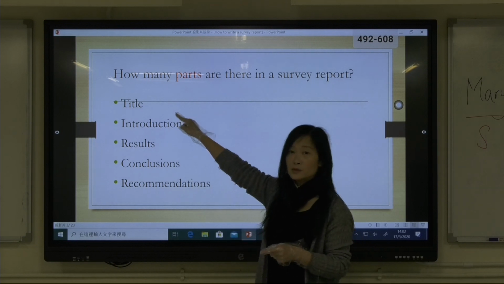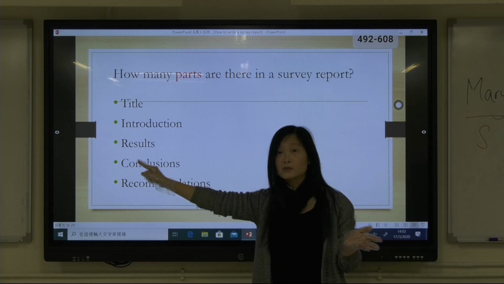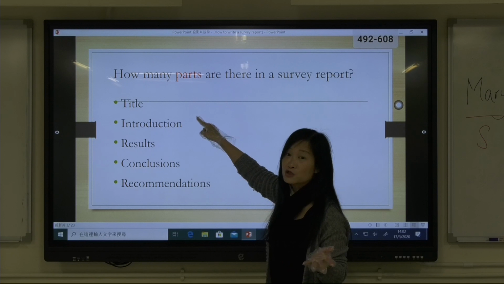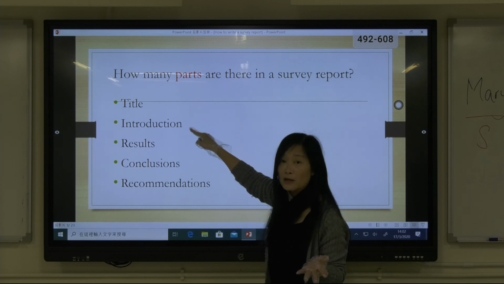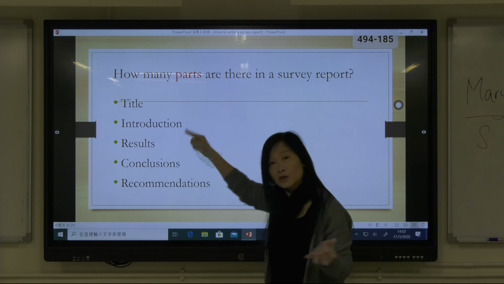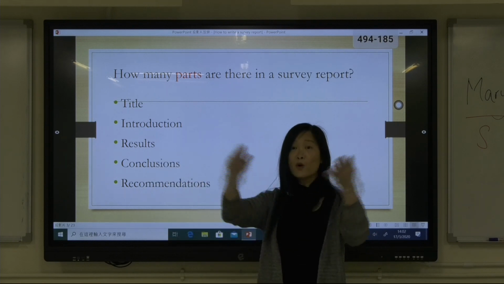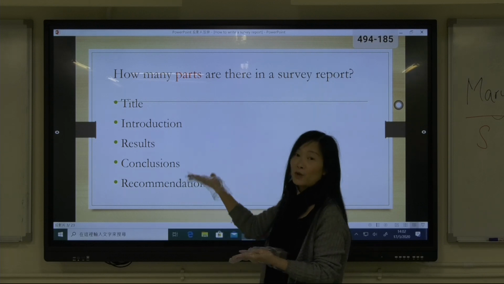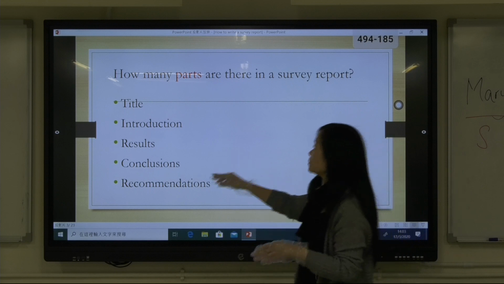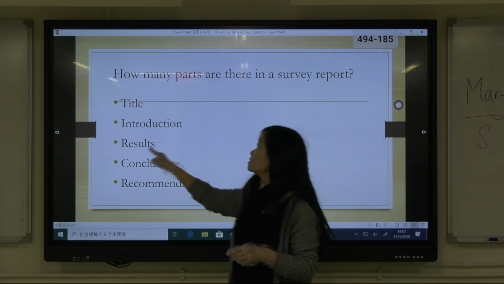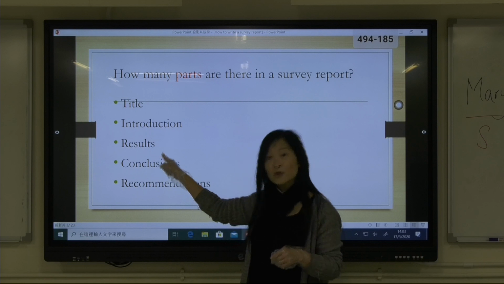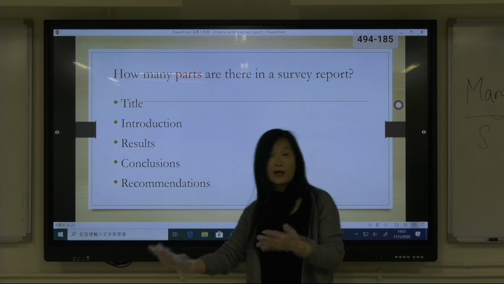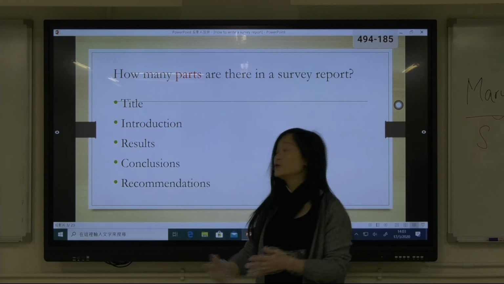The title, of course, we have a title for everything. Whatever we write, we need a title for that. An introduction. Introduction is nothing strange or new to you. Whatever we write, at the very beginning, we are going to tell everyone what will be in the essay or in the report. So introduction, and also now we will give the results. This is a very important part, because in this part we're going to tell what we have collected, all the data, all the answers that we have collected from our students. So this is the result.